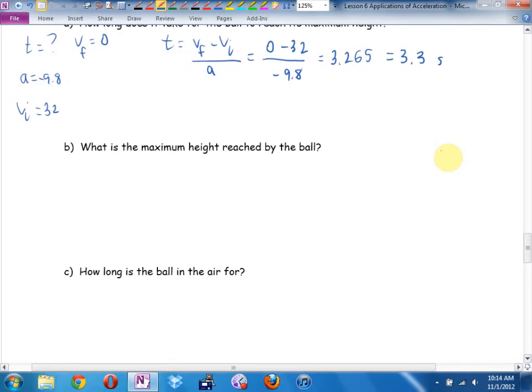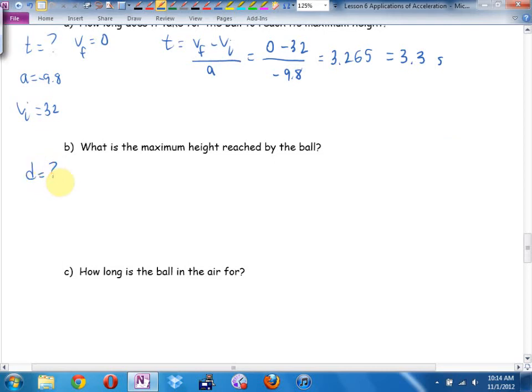B. What's B asking me to find? I don't have a height anywhere in my equations. What's it asking me to find? Use physics speak. Height's not a physics word. It's asking me to find a displacement or a distance. So let's write down d equals question mark.